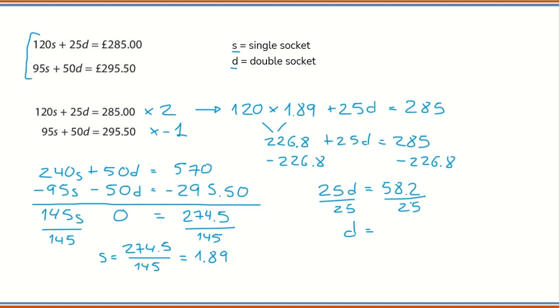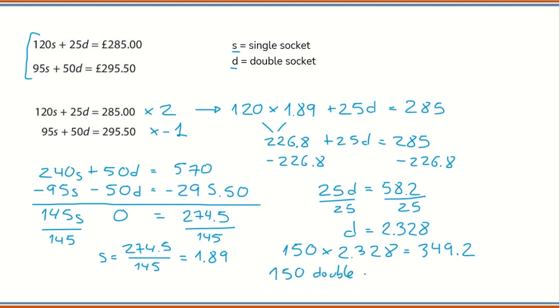58.2 divided by 25, which is 2.328. The question was asking for the price of 150 double sockets. So the price of the double socket is this, so I'm going to multiply it by 150, and this is 349.2. So 150 double sockets are 349.2 pounds.